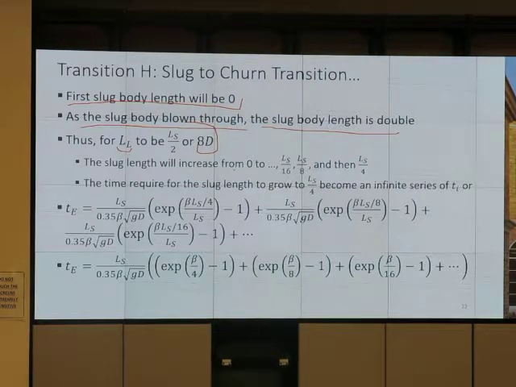The slab length will somehow have to start from 0, double, become L_s over 16, and then L_s over 8, and then L_s over 4. So the time required for the slab length to grow until it has L_s over 2 or L_s over 4 becomes an infinite series. Add T_i together many times, I mean infinity times.